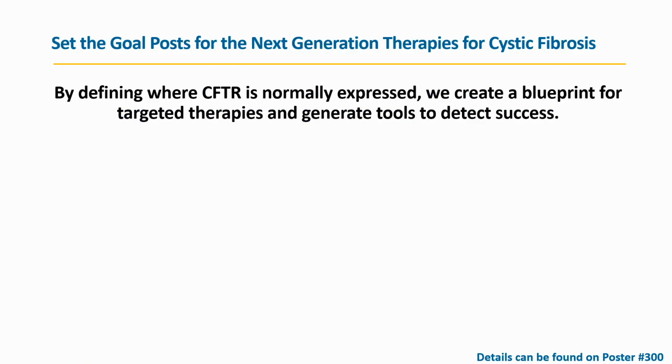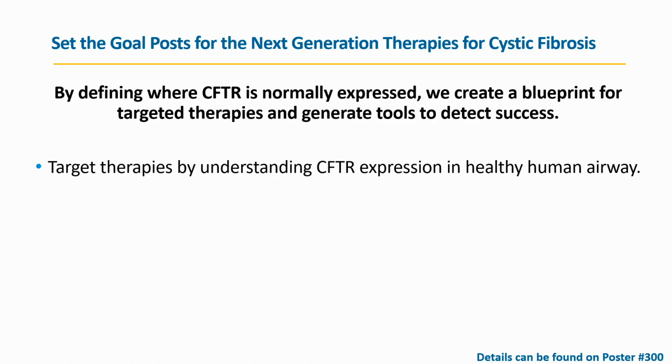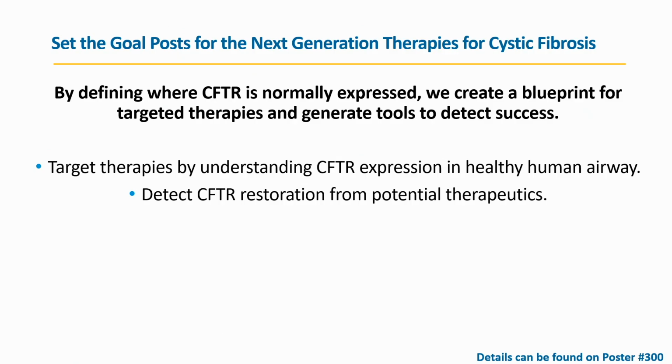So in the realm of CF research, gene therapies have come a long way, but there's still lingering questions. What is the ideal cell target for CF therapeutics? And how can we standardize the way in which we measure therapeutic success? We believe that by defining where CFTR is expressed, we can actually identify that target cell type along the proximal distal axis of the human airway, as well as directly measure success of potential therapeutics by actually visualizing CFTR restoration.